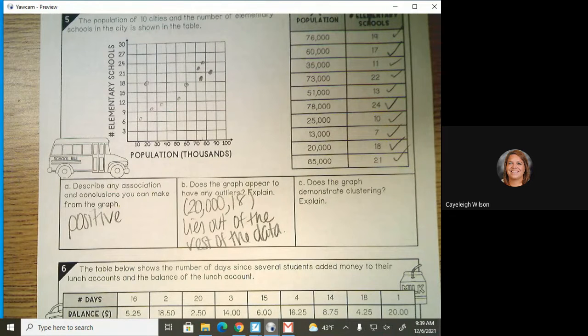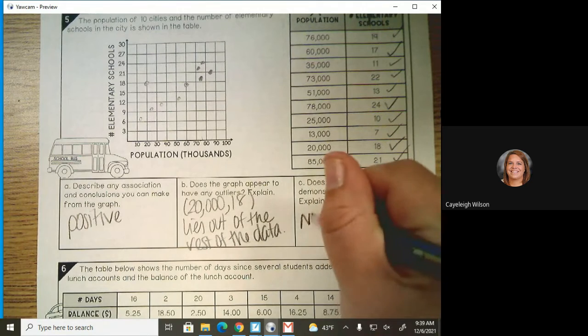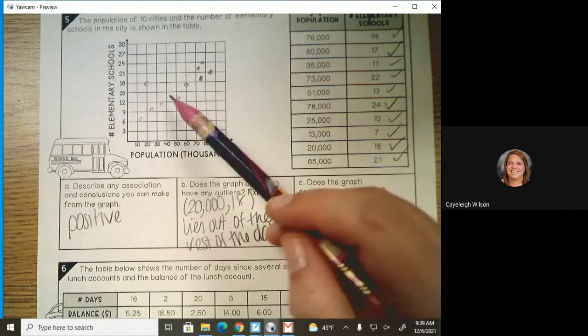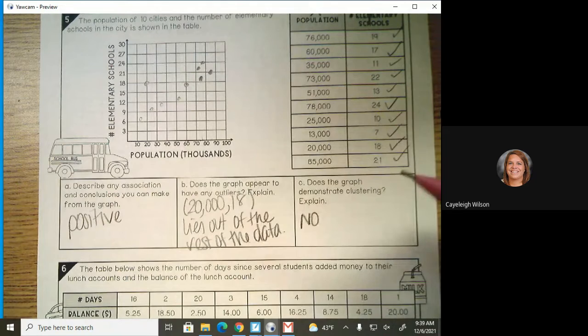All right, does this one have any clustering? Is there a big gap anywhere and there's a big cluster of stuff? No, this one does not have any clustering. The reason it doesn't have any clustering is because there's not a big gap anywhere in the data.